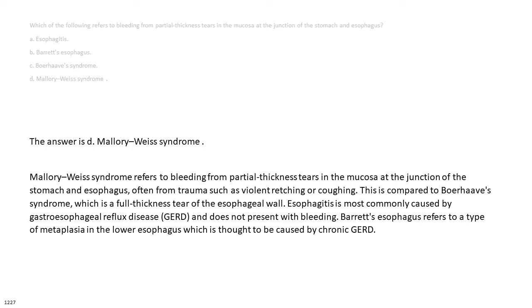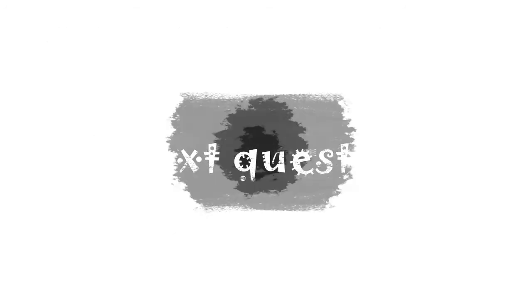The answer is D. Mallory-Weiss syndrome. Mallory-Weiss syndrome refers to bleeding from partial thickness tears in the mucosa at the junction of the stomach and esophagus, often from traumas such as violent retching or coughing. This is compared to Boerhaave's syndrome, which is a full thickness tear of the esophageal wall. Esophagitis is most commonly caused by gastroesophageal reflux disease, GERD, and does not present with bleeding. Barrett's esophagus refers to a type of metaplasia in the lower esophagus which is thought to be caused by chronic GERD.